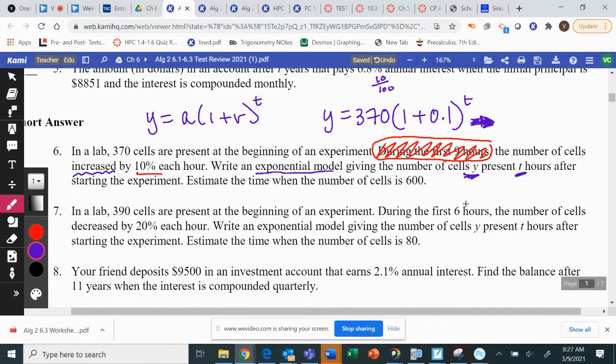So just simplifying it, it would be y equals 370 times 1.1 to the t. So that would be our model. That's the first part of that answer.